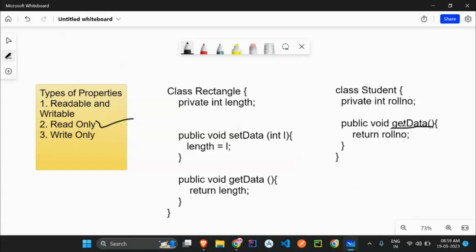We can read the data, we can see what our roll number is, but we cannot modify it. Suppose my roll number is 18, I cannot modify it to 17. That's why we make it a read only property. So the roll number property of class student is a read only property. I hope you have understood this well.